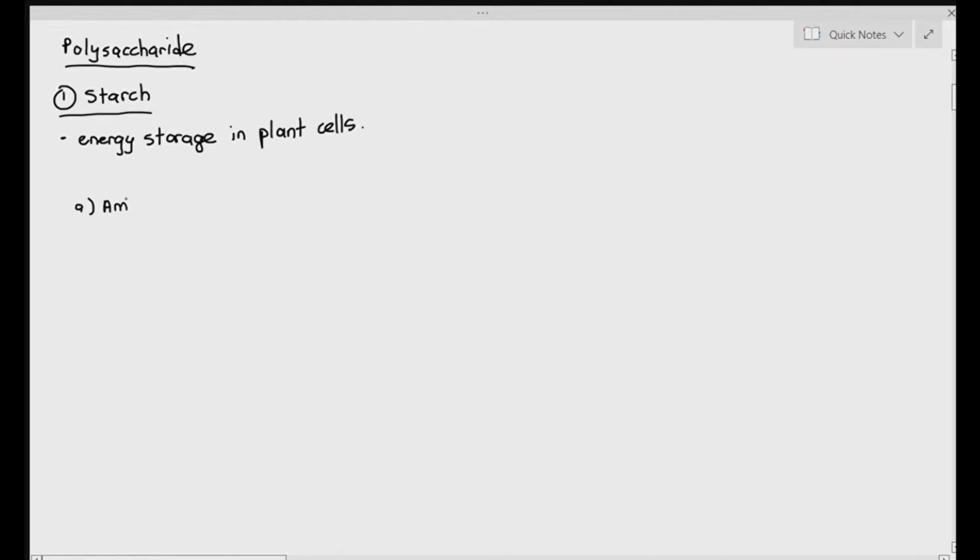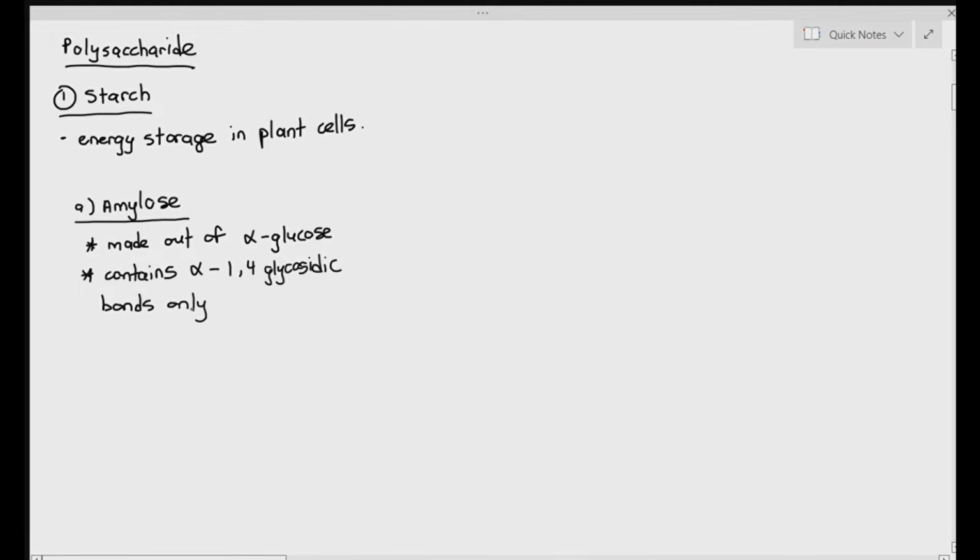So coming back to starch, which is the energy storage molecule in plant cells, there are two types of starch molecules that we have to know. The first type of starch is known as amylose, and amylose is made up of alpha glucose molecules, but they only contain 1,4-glycosidic bonds only.